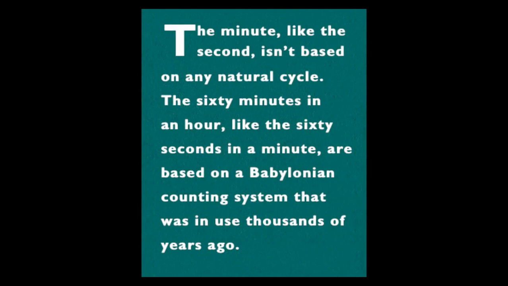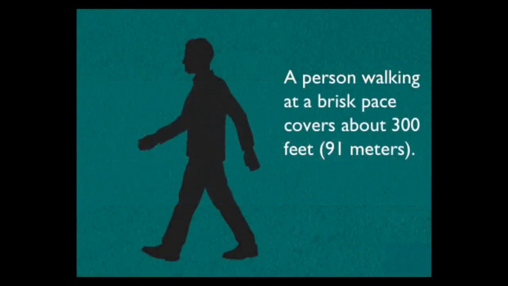The minute, like the second, isn't based on any natural cycle. The 60 minutes in an hour, like the 60 seconds in a minute, are based on a Babylonian counting system that was in use thousands of years ago. Did you know that in 1 minute, a person walking at a brisk pace covers about 300 feet?